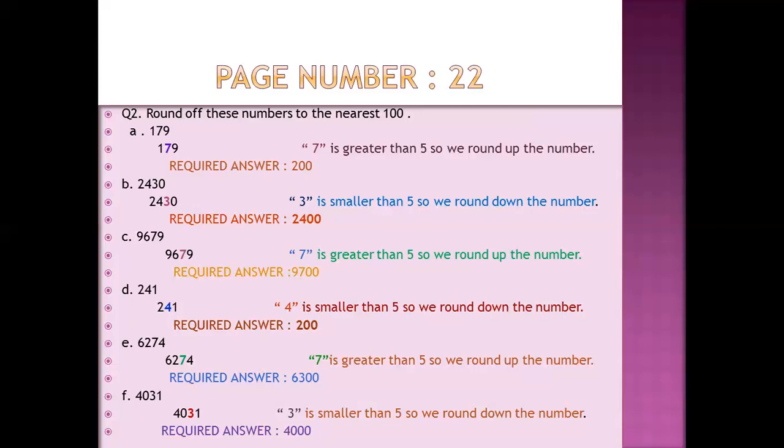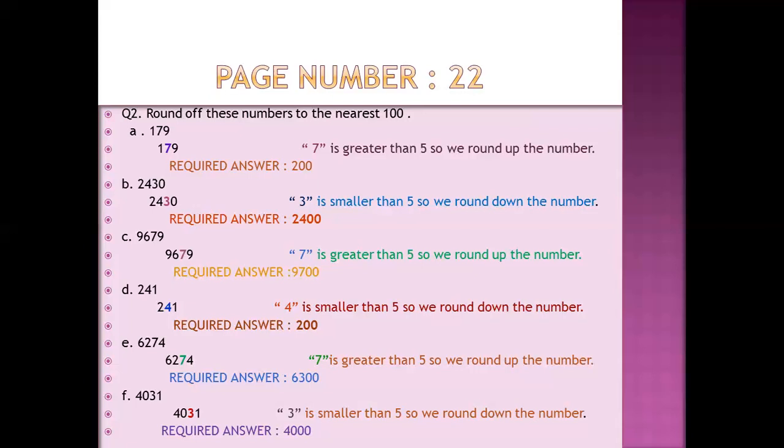Is it clear to you what is the difference of nearest 10 and 100? When we are rounding off our number to the nearest 10, we always concentrate on the digit which lies on the ones place. And when we are rounding off the number to the nearest 100, on which place do we concentrate? The tens place. The rule for both nearest 10 and 100 is the same. If the number is less than 5, then we round down the number. If the number is greater than 5, we round up our number.